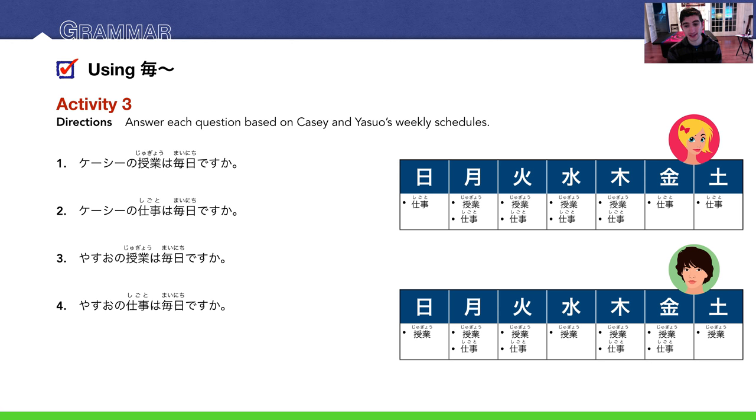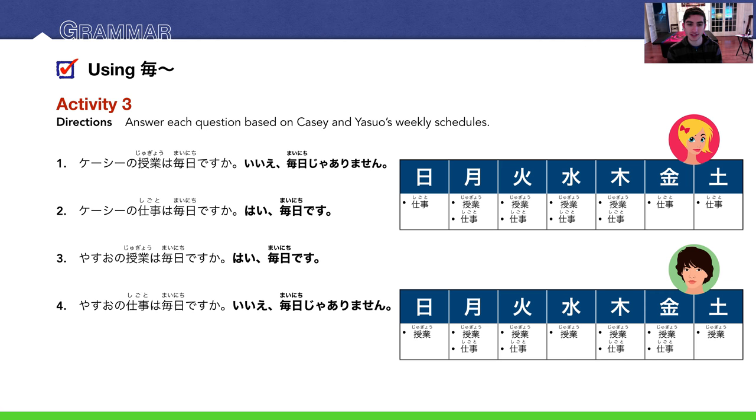You could also clarify and add a sentence after that. Like, getsu, ka, moku, kinyobi desu, and clarify like that. Here are the answers. I didn't use any clarifications, just simple hai or ie answers.